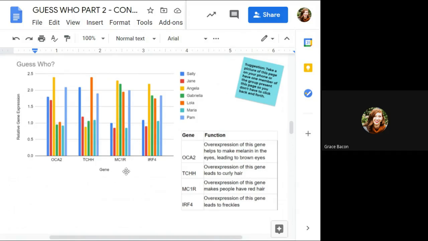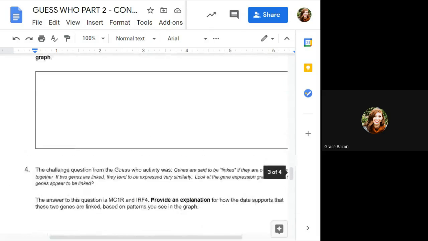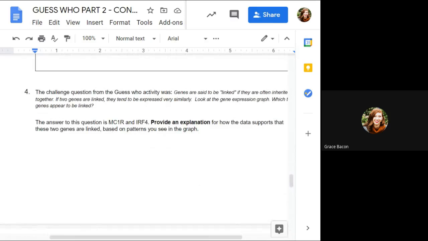So next I tell you the answer is MC1R and IRF4. And what I'm asking you to do is to construct an explanation. What do you see in the graph? What evidence do you see in the graph that would explain why those two are linked? Explain how you can tell that those two are linked. So that's what I'm looking for in that last question.